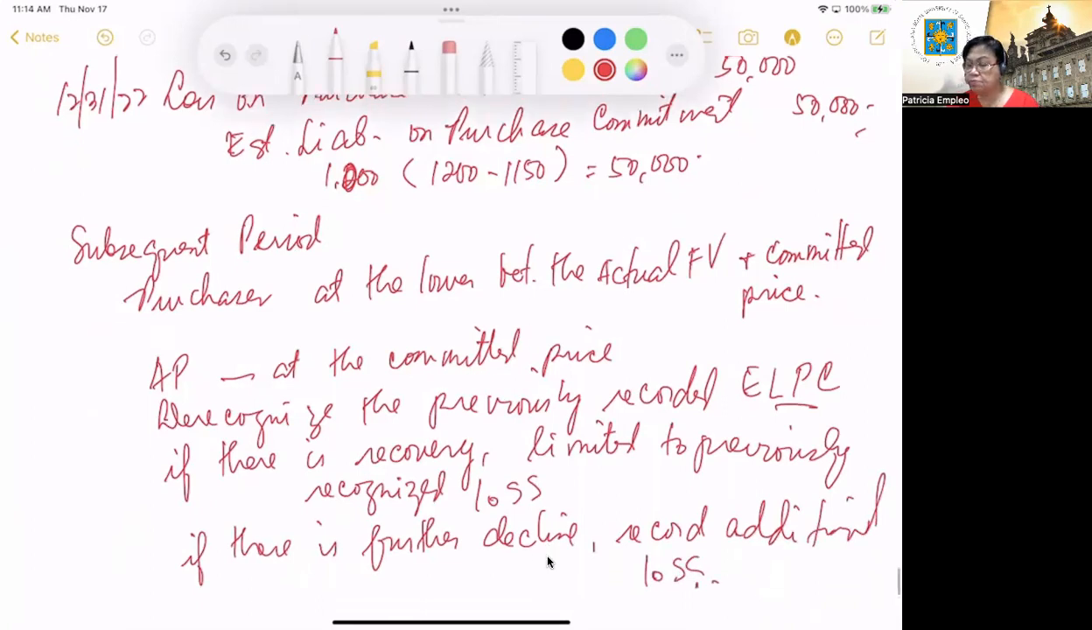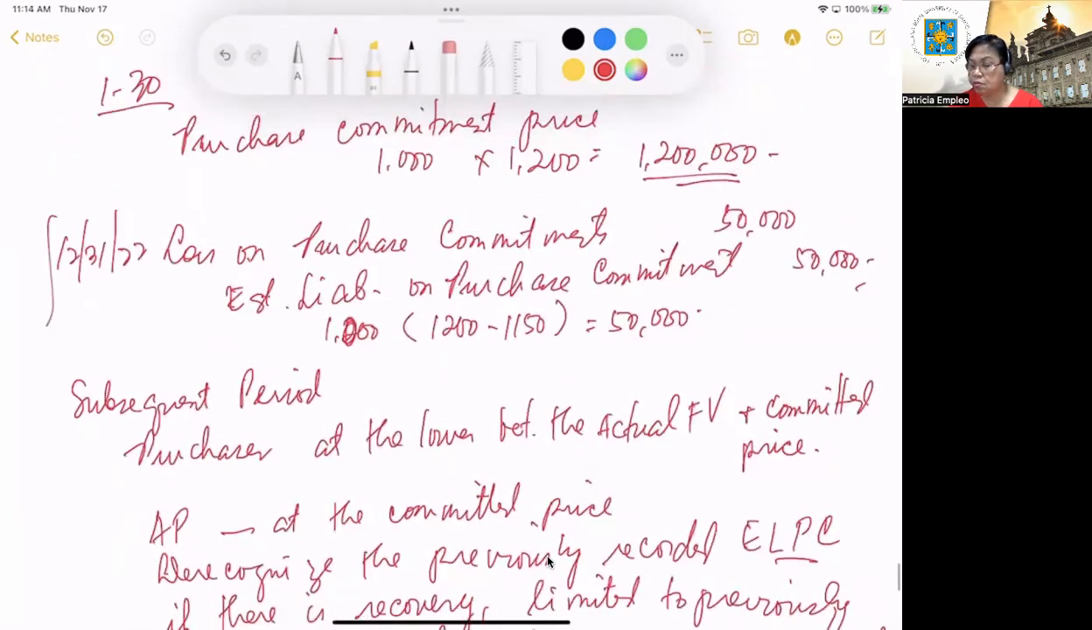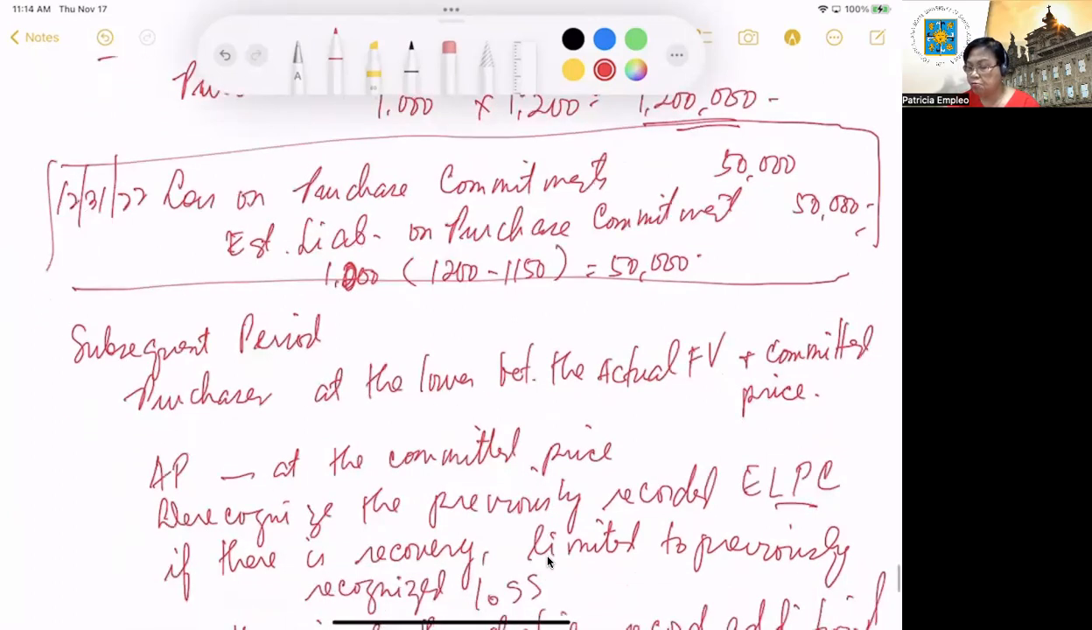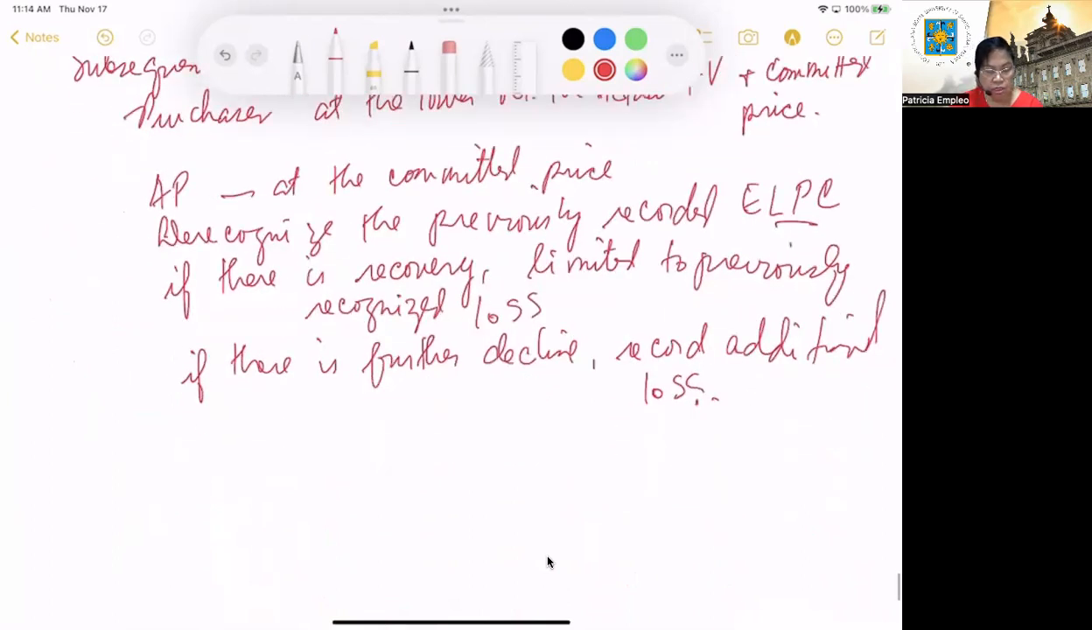Okay, let us exemplify. Please take note that on December 31, 2022, we have this entry already. So at December 31, 2022, you record a loss account. So that is an expense account. Debit loss on purchase commitment, 50,000. So it will actually decrease your profit in 2022 for 50,000, and then you are recording a current liability on purchase commitment, 50,000. Okay, give the entries on December 31, 2022.